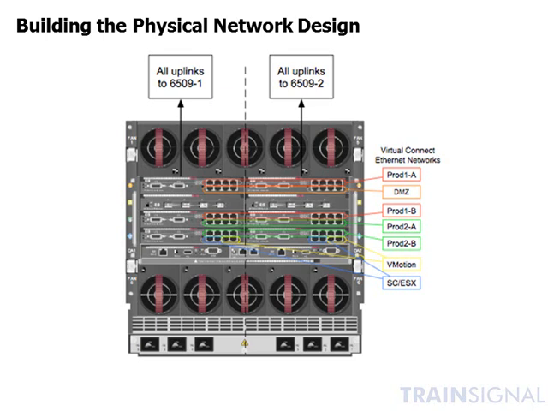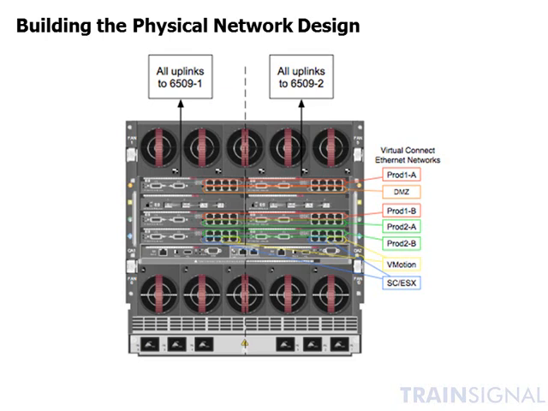Performance is addressed through the use of multiple uplinks to multiple switches and the use of link aggregation so that the switches can appropriately distribute traffic based on the traffic flows across as many uplinks as possible. Note that we've taken the logical constructs of separate management networks, separate vMotion networks, separate DMZ networks, and mapped that onto a physical network design so that it's very clear how the logical constructs apply to the physical construction of the network itself.